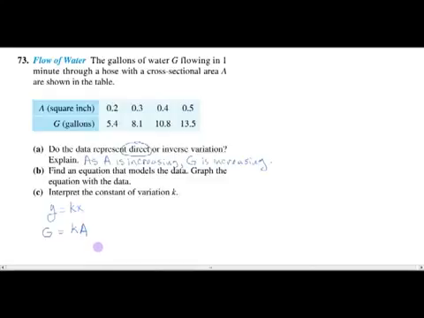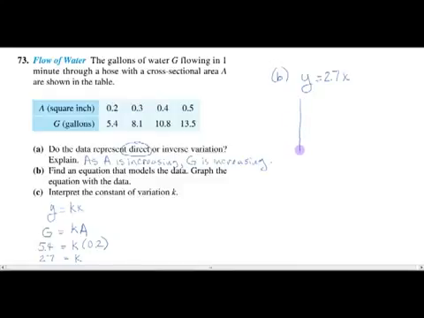Now let's go ahead and pick one of the points so we can try and find our constant of proportionality K. Let's say we pick this point here. I have a 5.4 for my G, and I have a 0.2 for A. If I divide both sides by 0.2, then I get a K of 27. Alright, so I think that the model may be y equals 27x. So that's our equation that models the data.